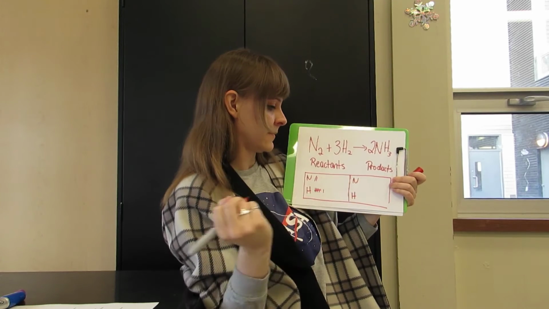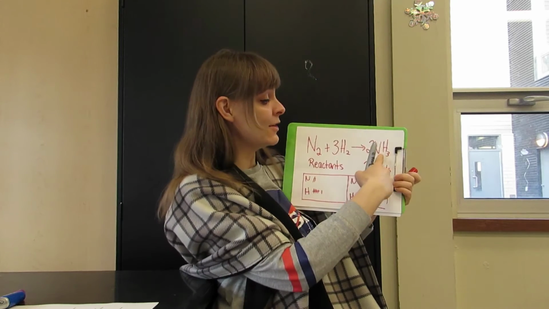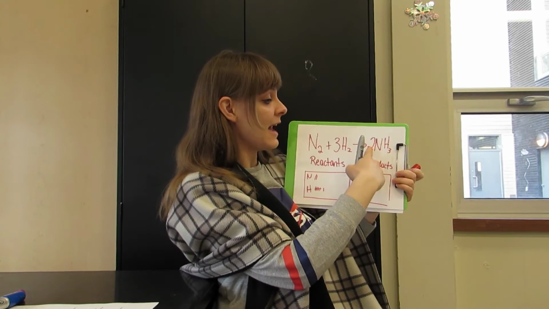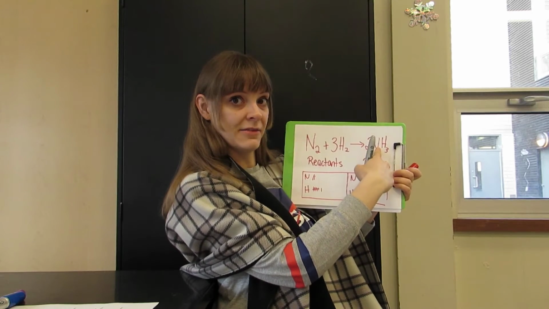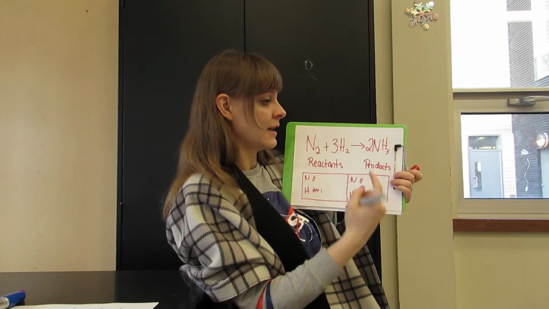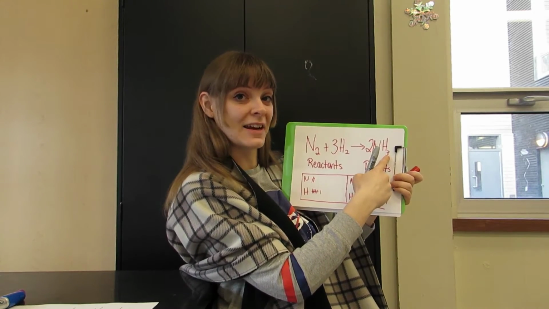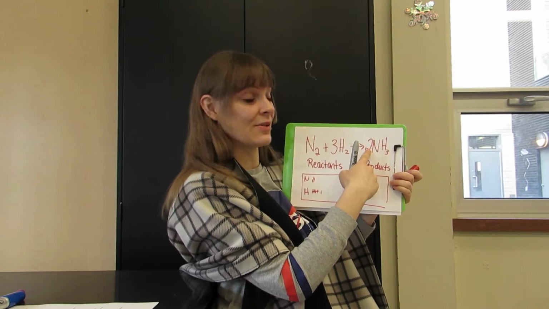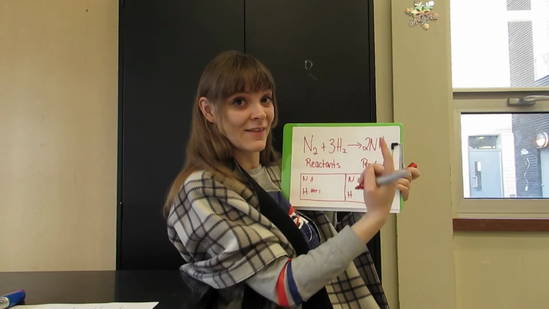Now let's go to the product side. We have 2 nitrogen, and we have 3 hydrogens here, but there's 2 molecules, so 2 times 3 gives us 6.